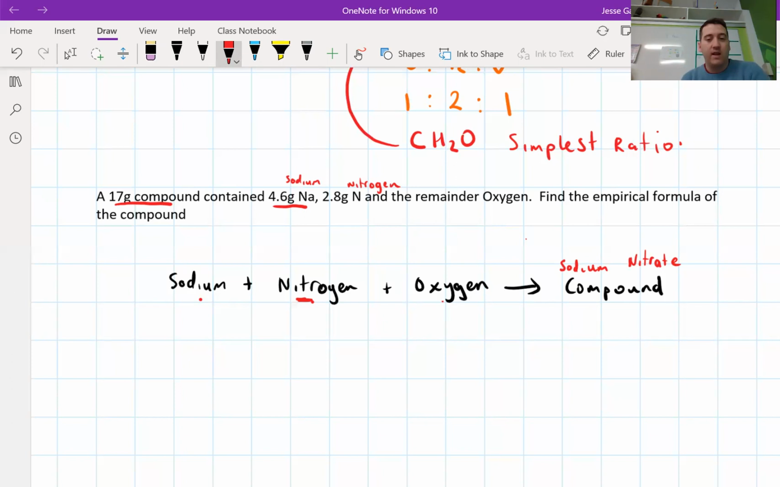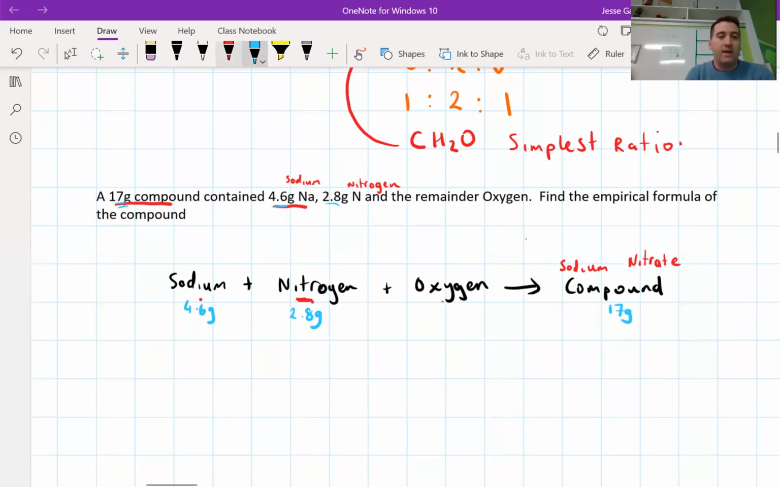The next thing is underneath this, go ahead, write down the masses that we know under each thing. Pause the video, do that now. Okay, so hopefully what you've written is that for the sodium, we had 4.6 grams. So I'm going to put that up here, 4.6 grams. The nitrogen with 2.8 grams, and the compound we know was 17 grams.